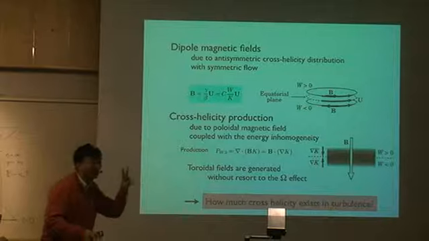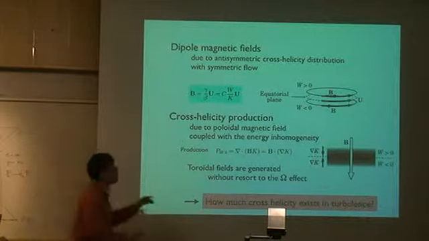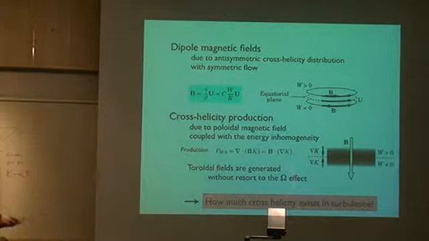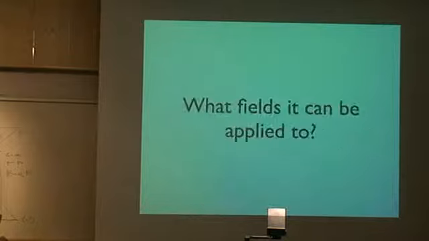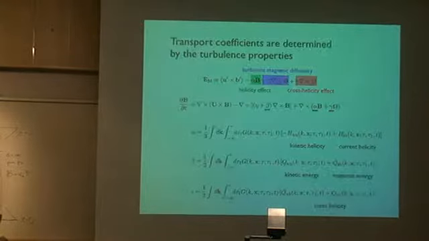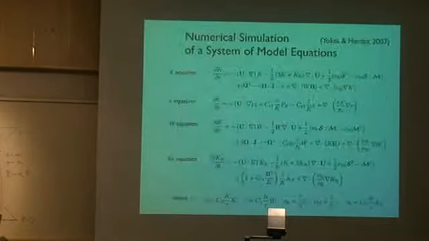Two minutes. Only two minutes. Okay, so we can consider that a toroidal magnetic field can be generated. Oh, I was upset. So anyway, I will skip some modeling.